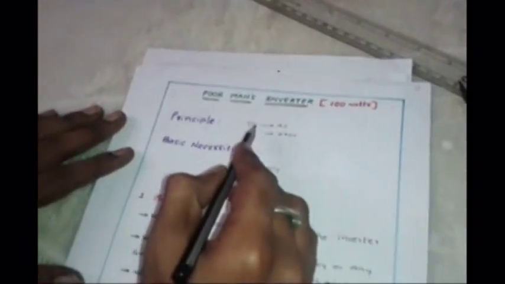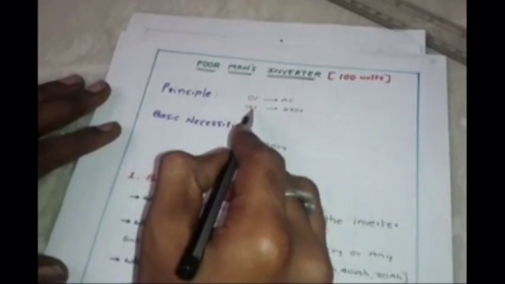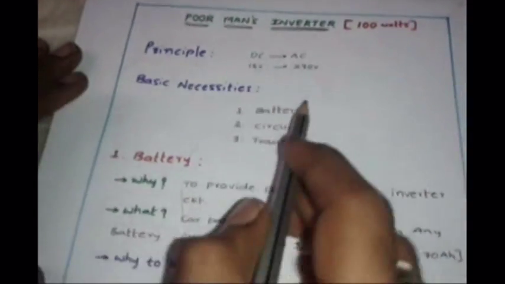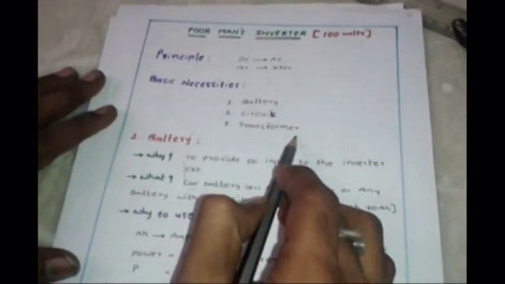So now I am going to tell you how to prepare this inverter circuit, the poor man's inverter. It's a 100 watt capacity. What is the basic principle of an inverter? An inverter is nothing but a device which converts DC power to AC power. It takes 12 volts DC input and converts it to 230 volts AC output. So what are the basic necessities of an inverter? An inverter requires a battery, a circuit, and a transformer.